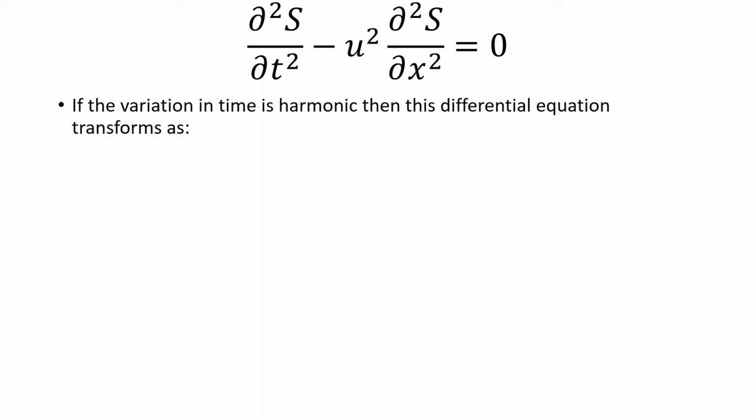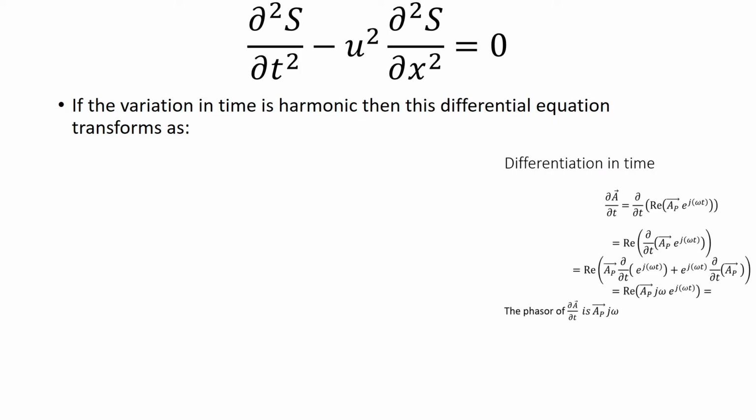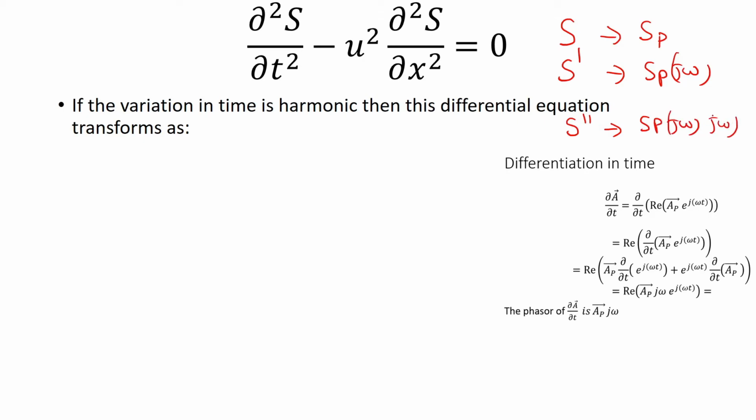So if I do that, I can transform this differential equation. But to transform this differential equation, I would recollect the relationship between phasor of a field and its time differentiated version. If the phasor of the scalar quantity S is Sp, then the phasor of its time differentiation version S dash is Sp j omega. Now Sp j omega is the phasor of S dash. Now what is the phasor of double dash? It is Sp j omega times j omega.